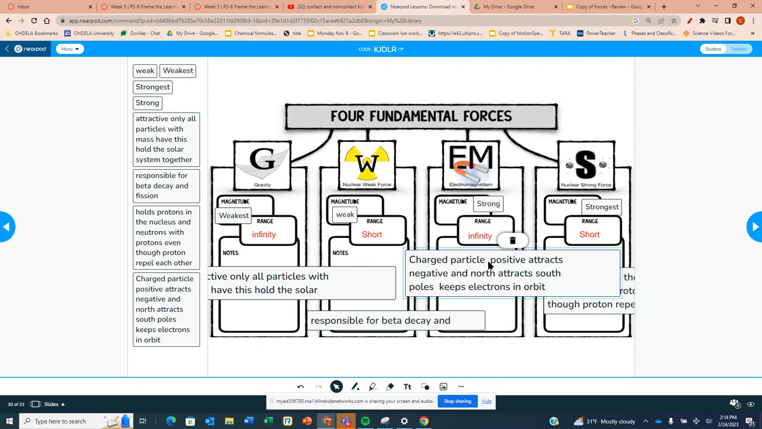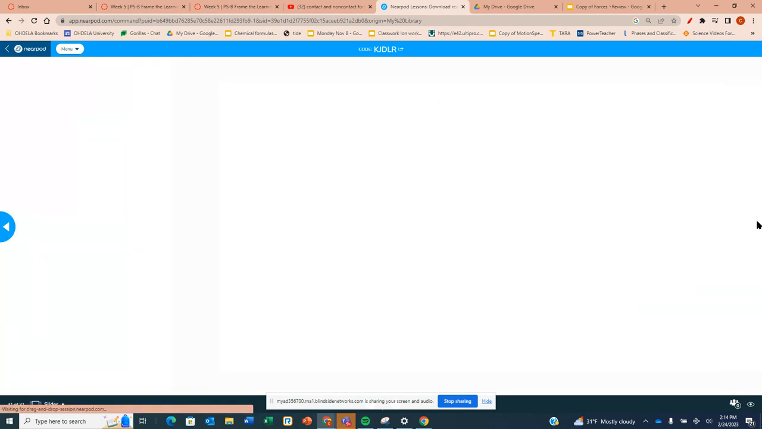So the weak and the strong force are short range, because the weak force only works within the atom, in the nucleus, and helps with, as we said, beta decay and nuclear fission. But electromagnetism and gravity have infinite range. All right.